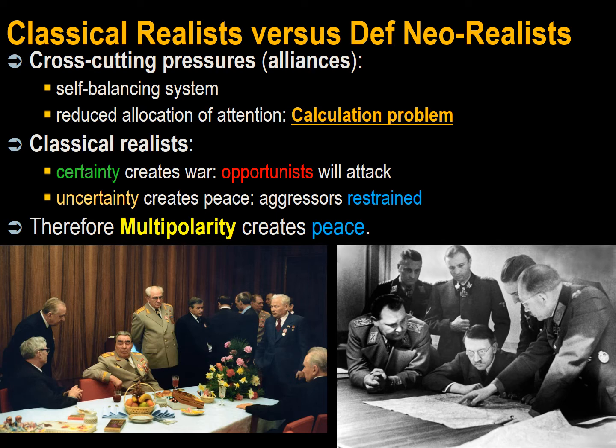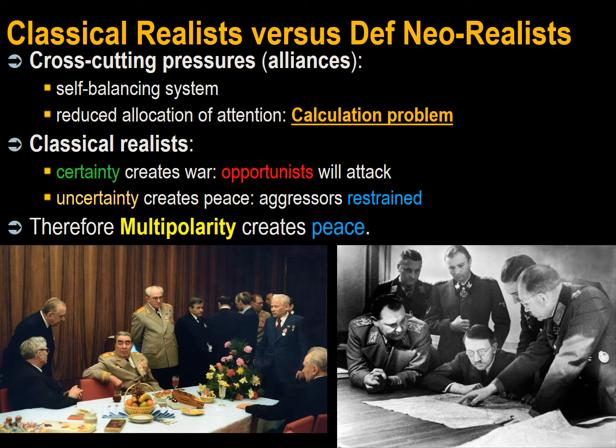You also have cross-cutting pressures and alliances. In other words, you have countries that ally with each other and they're not necessarily jointly allied. Like Thailand today has very close relations with both China and the US, even though the US and China confront each other. Pakistan has very good relations with both the US and China, even though China and the US occasionally confront each other. So these cross-cutting pressures in the alliances create a better self-balancing system.